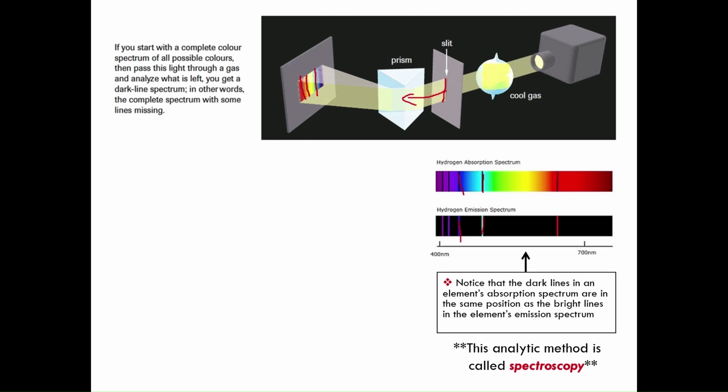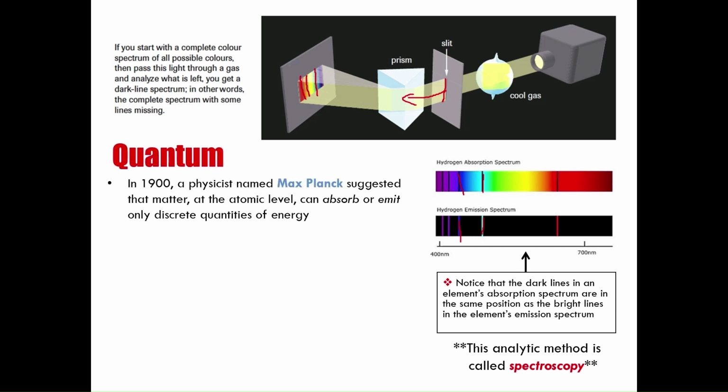And so this finally brings us to our last concept of this lecture, the quantum. In 1900, a physicist named Max Planck, he's a very famous physicist, suggested that matter at the atomic level can absorb or emit only discrete quantities of energy. And you can see that with hydrogen. So hydrogen can only absorb and can only release specific amounts of energy. Hence the specific lines on its spectrums, okay?